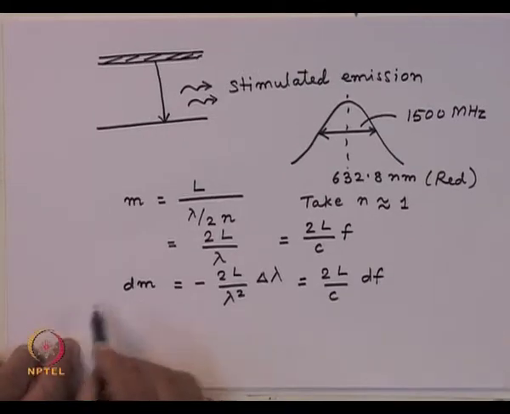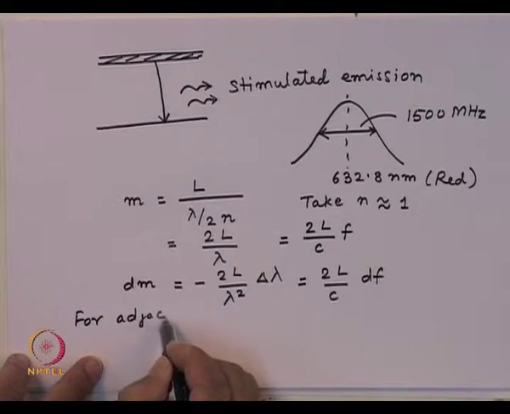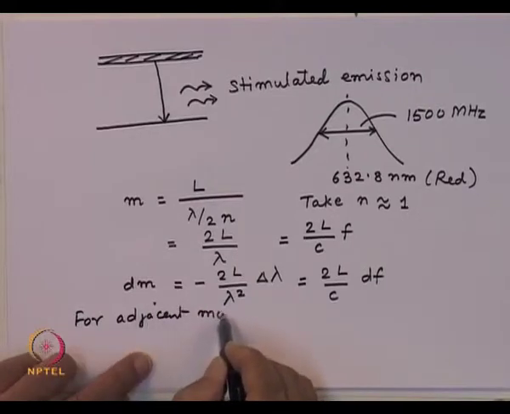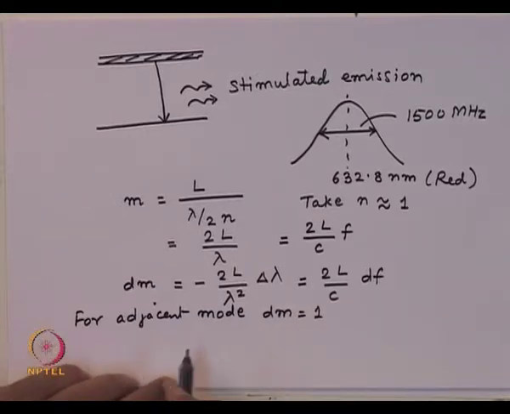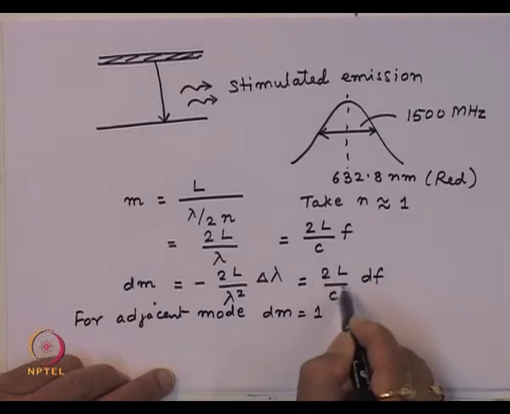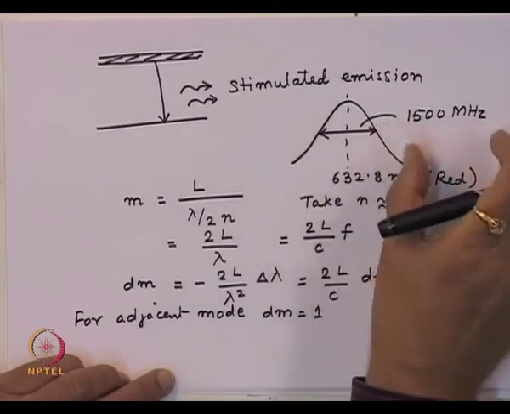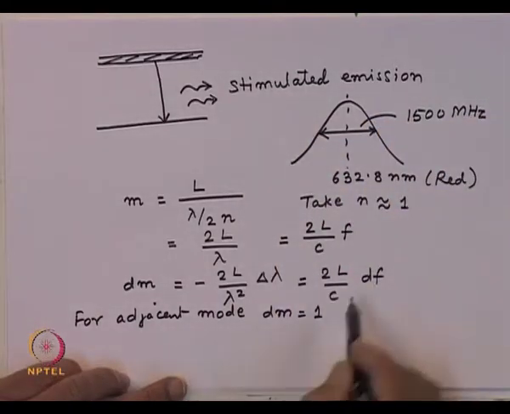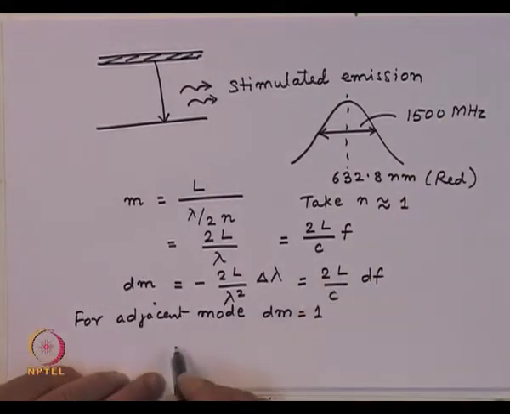Now, for the adjacent modes, dm is equal to 1. So, from here we can find out what should be the value of L, so that I get the lines which are separated more than 1500 megahertz. So, if I substitute df equal to 1500 megahertz, I can find out the value of L, and that is for dm equal to 1.